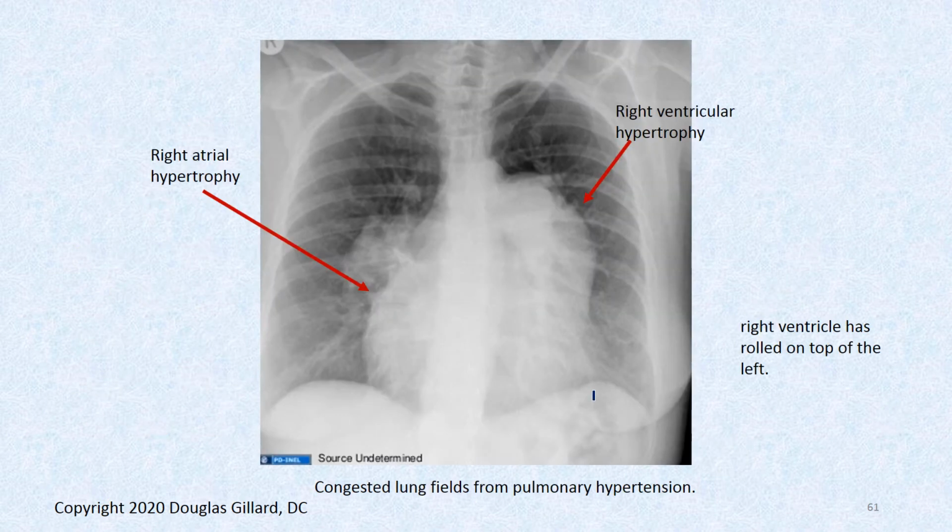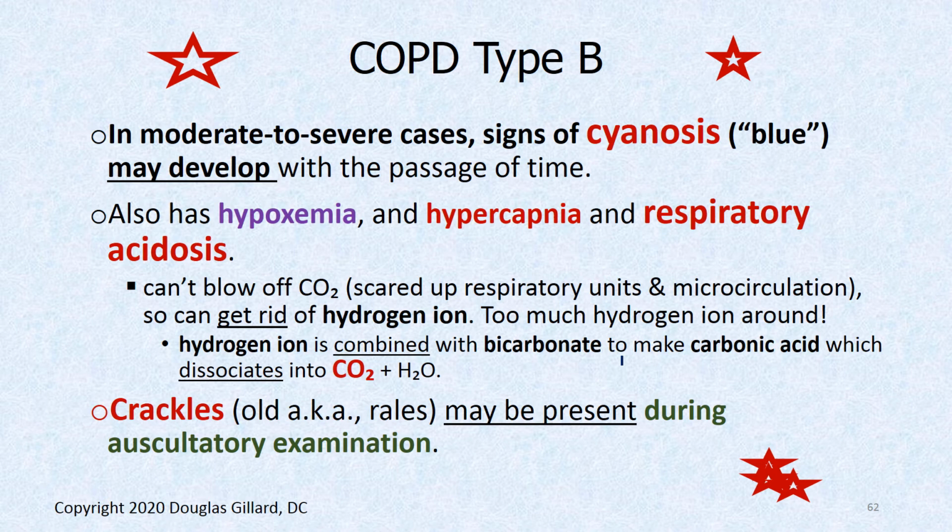All right, here's a patient with severe COPD type B, chronic bronchitis, and the heart is kind of rolled over, so the right ventricle is now sticking out here. You can see the right atrium is really hypertrophic, and the lung fields are all scarred up from congestion and scar tissue. Not a good thing. And then in the moderate to severe cases, this is where the blue comes in.